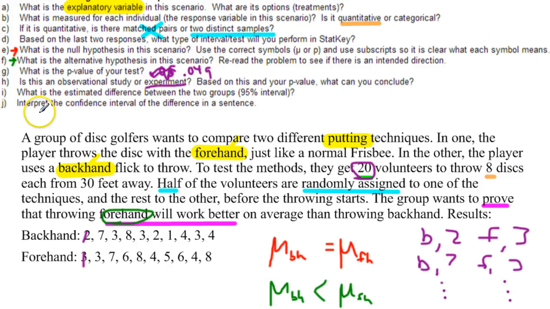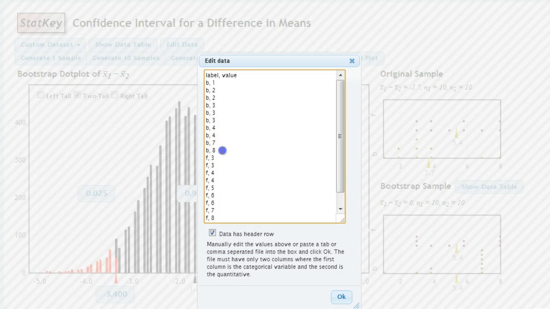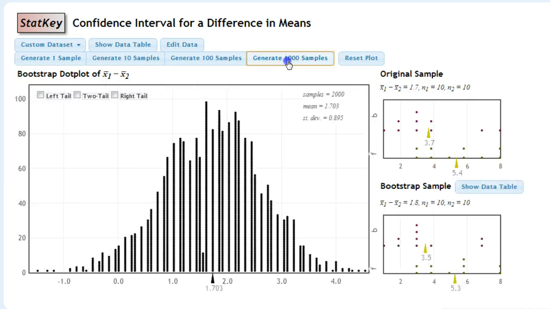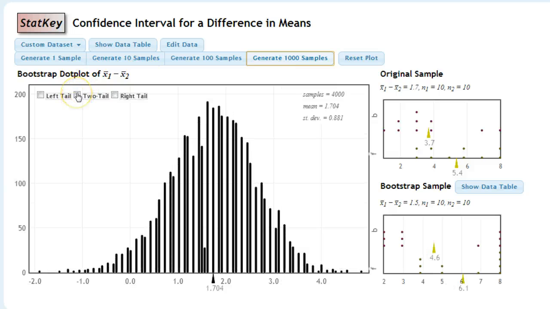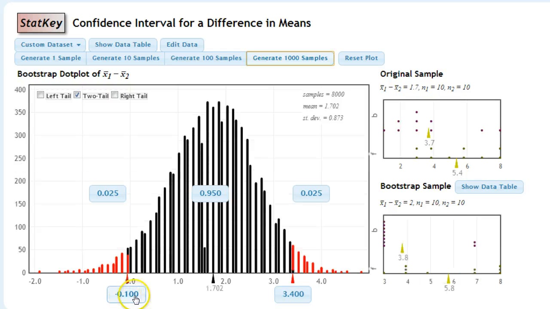It says interpret now the confidence interval of this difference in a sentence. Here I have backhand minus forehand going from negative 3.4 to 0. I could reverse this, and I'm actually going to do that because I think it makes it a little bit easier to understand. Put my forehand data first and my backhand data second, and then run my two-tail. This time it comes out just very slightly different: negative 0.1 to 3.4, so pretty close.